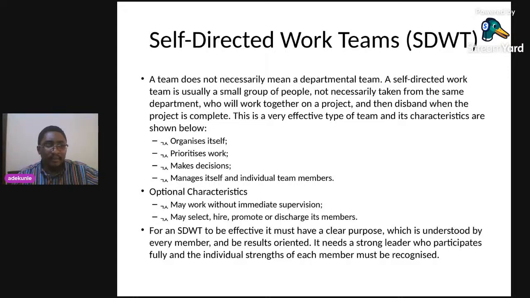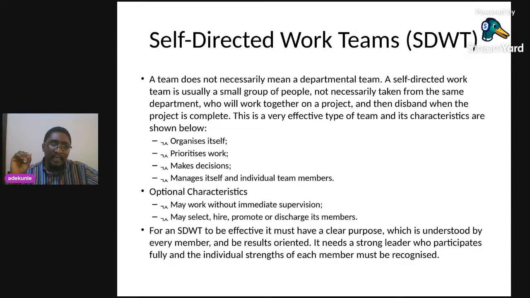Also, because the self-directed work team is usually a small group of people, not necessarily taken from the same department, but they were ready to work together on the project and then disband when the project is done. And this is very fair. I mean, it's an effective type of team, and it has the characteristics as one.